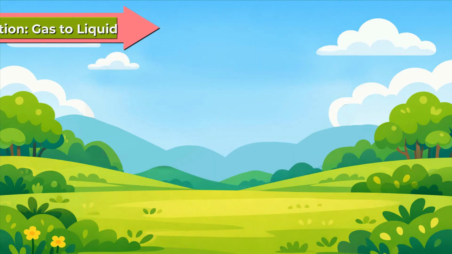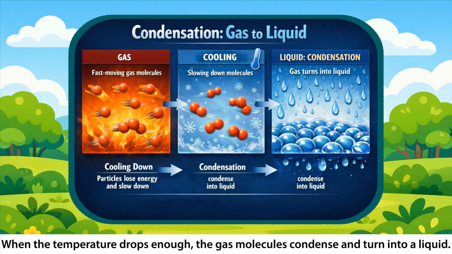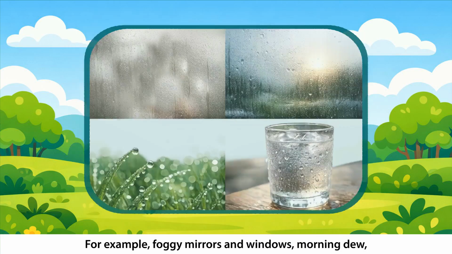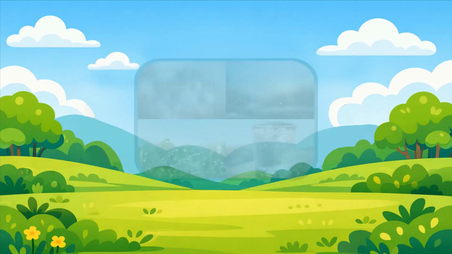Condensation, gas to liquid. When a gas is cooled, its particles lose energy and slow down. When the temperature drops enough, the gas molecules condense and turn into a liquid. This change is called condensation. For example, foggy mirrors and windows, morning dew, fog, water droplets on a glass of cold water, etc.